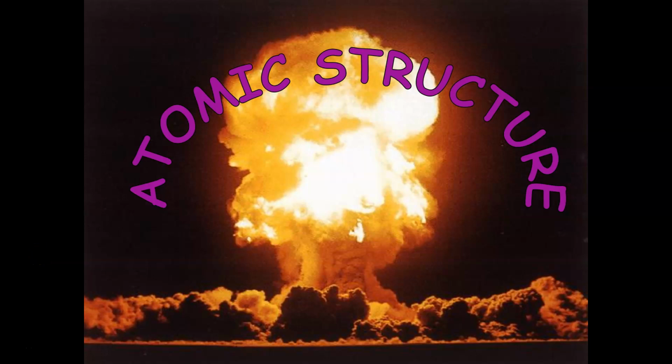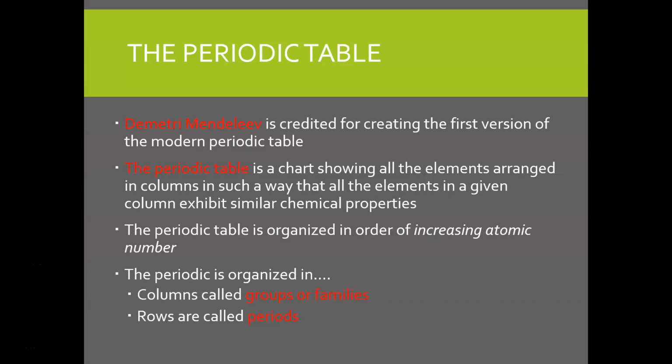In this video, we're going to talk about atomic structure and the atom. In order to do that, we need to talk about the periodic table. Dmitri Mendeleev is credited with creating the first version of the modern periodic table. The periodic table is a chart showing all the elements arranged in columns in such a way that all the elements in a given column exhibit similar chemical properties.